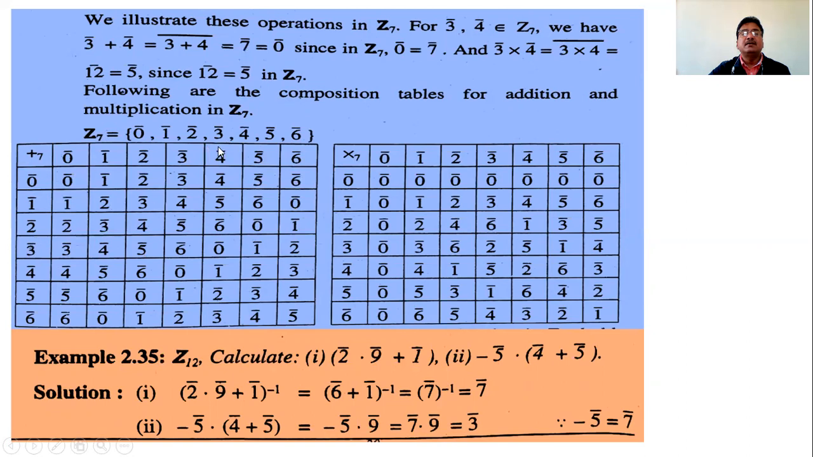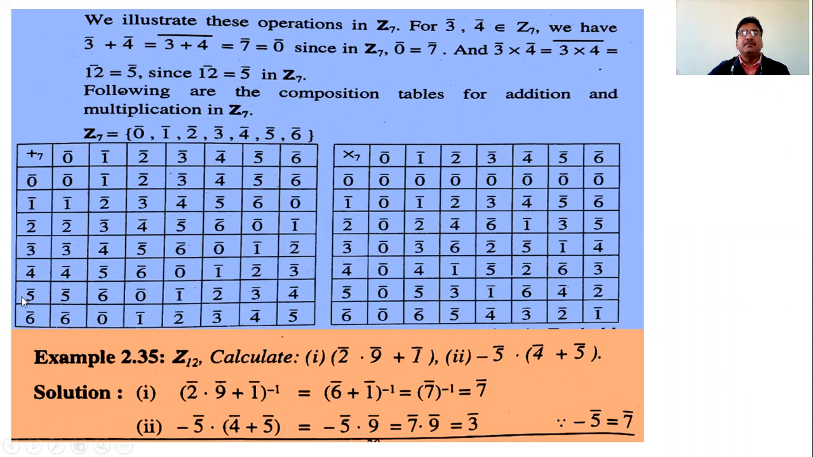Similarly, all the entries. 3 bar plus 4 bar is what? 3 bar plus 4 bar is 7 bar, that is 0 bar. 3 bar plus 5 bar is 1 bar. What is 3 plus 5? It is 8, and 8 is 1 bar. Then 3 plus 6 is 9 bar. And what is 9 bar in Z7? If you divide 9 by 7, then 2 is the remainder.